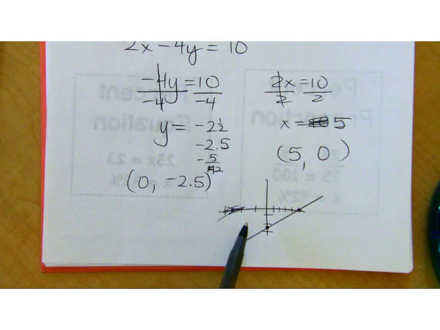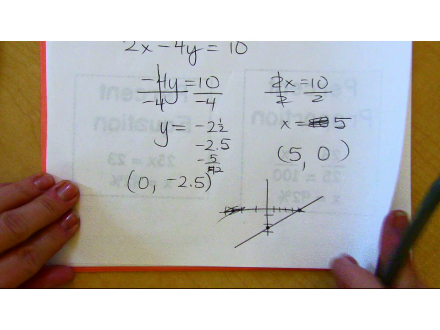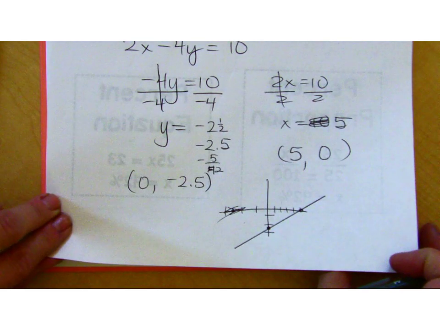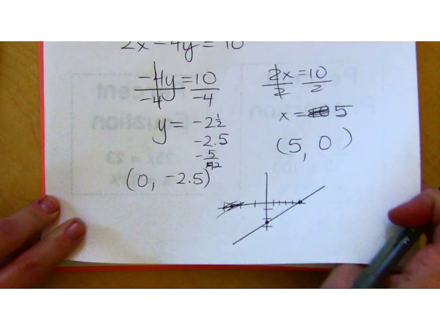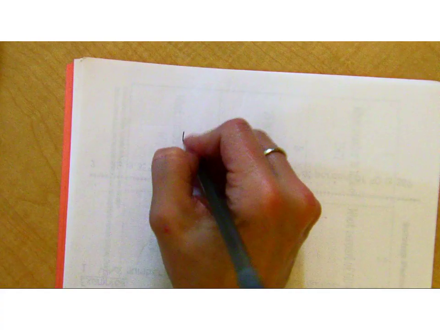Let me show you one more example, okay? So that's if they're in standard form. Graphing in standard form is pretty simple with intercepts. What if I gave you an equation like this and asked you to find the intercepts?